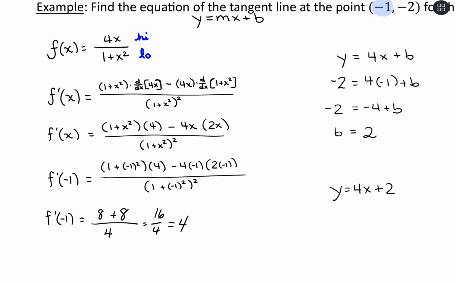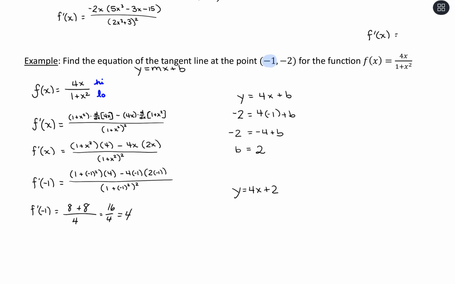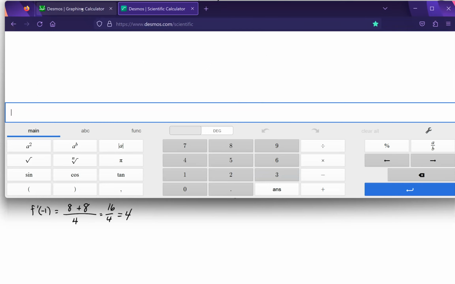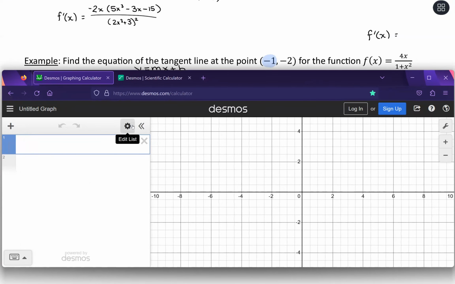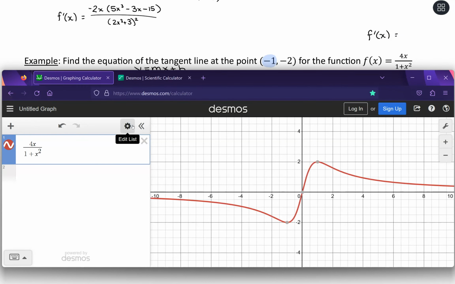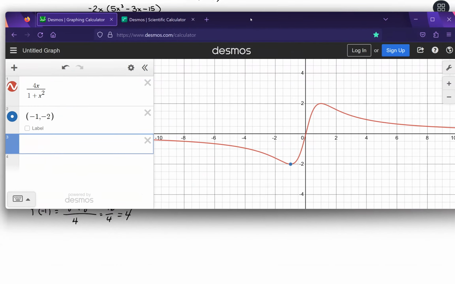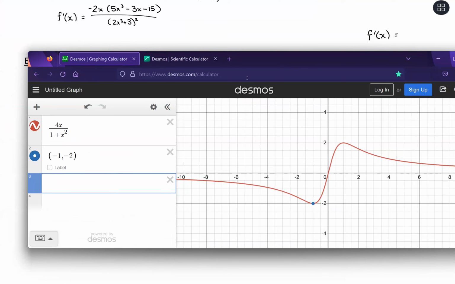And just for the sake of all the rules we're applying there, let's check our answer with this one. So to check our answer, I'm going to go to the graphing calculator. I'm going to graph our function 4x over 1 plus x squared. I can even, let's go ahead and plot the point negative 1, negative 2, so we can see right where we're at. And then our equation of the tangent line that we found is 4x plus 2.